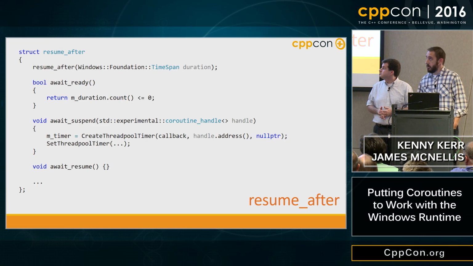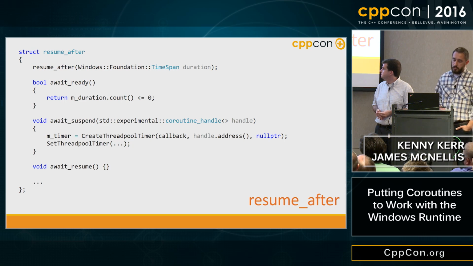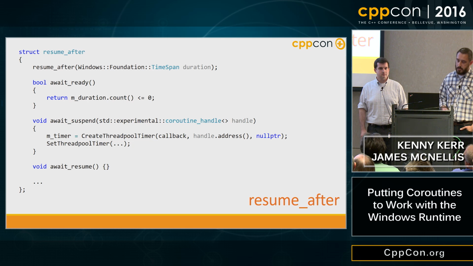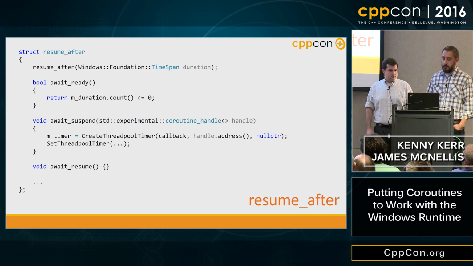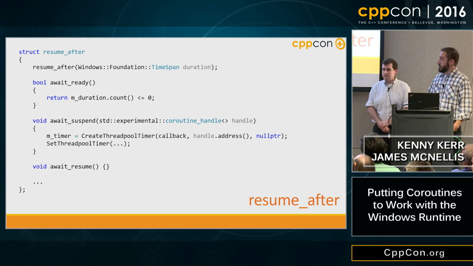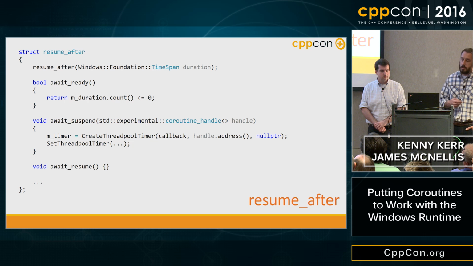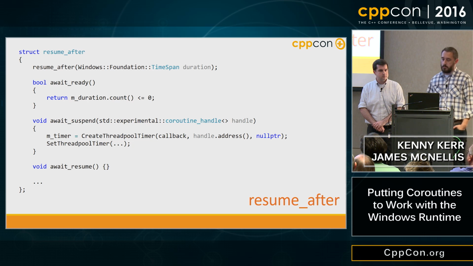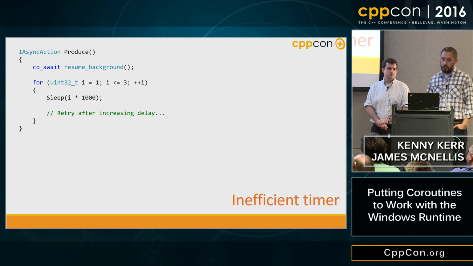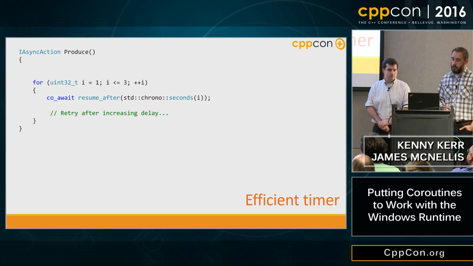So what we can do is introduce a resume after awaitable type. Here we have another duration, which is just a standard chrono duration. That's just a type alias in the Windows Runtime. In await ready, it'll see whether there is any time left that I should actually wait on. If not, then I'll resume immediately. But if there is, we'll create a thread pool timer object and submit it to the thread pool, and that callback runs, which resumes the coroutine on the thread pool when that time has elapsed. Very straightforward. So we go from our inefficient timer to a far more efficient timer using resume after.